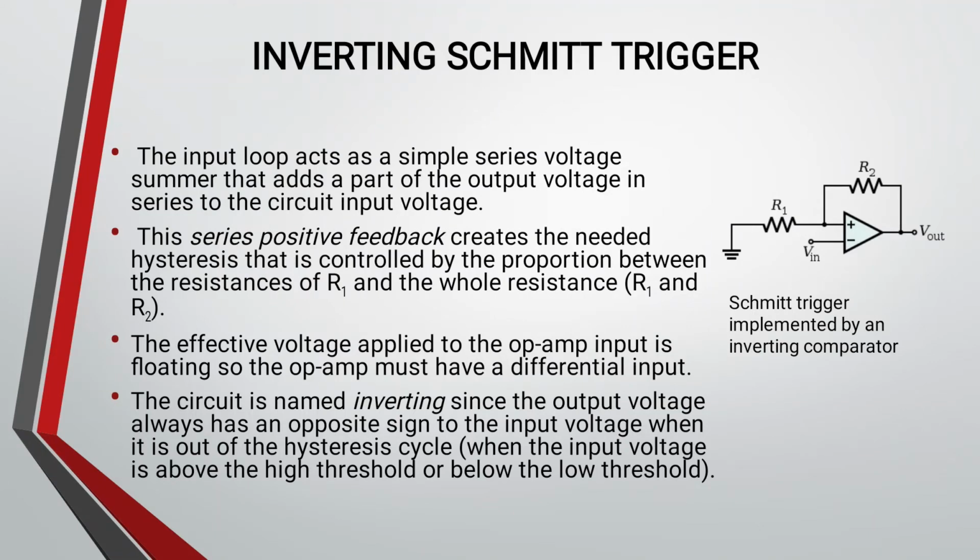Inverting Schmitt trigger. The input loop acts as a simple series voltage summer that adds a part of the output voltage in series to the circuit input voltage. The series positive feedback creates the needed hysteresis, which is controlled by the proportion between the resistance R1 and the whole resistance R1 plus R2. The effective voltage applied to the op-amp input is floating, so the op-amp must have a differential input.